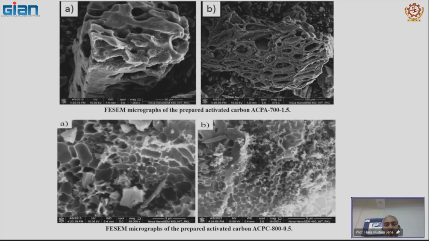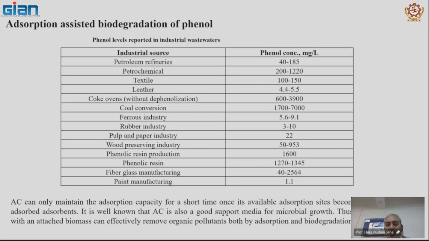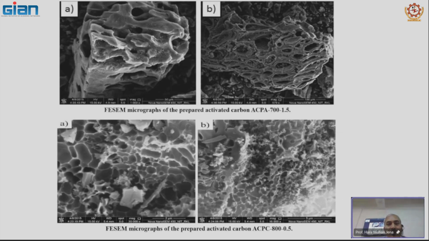Similarly, for the activated carbon with phosphoric acid, we have got a porous structure, a highly porous structure, and potassium carbonate also. This is for phosphoric acid activation.